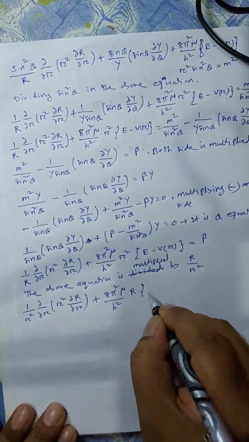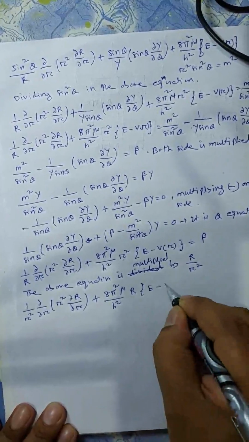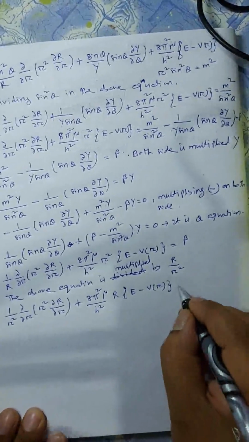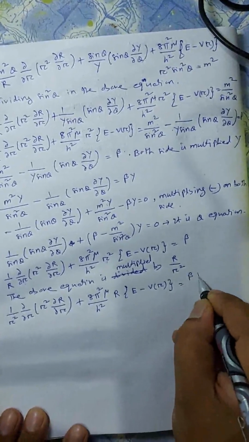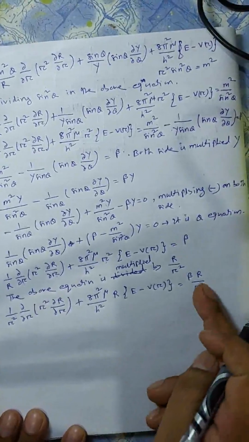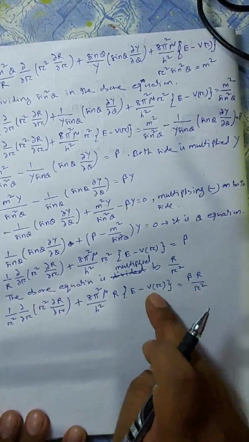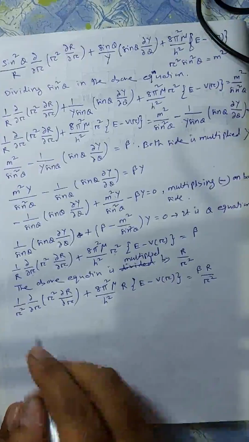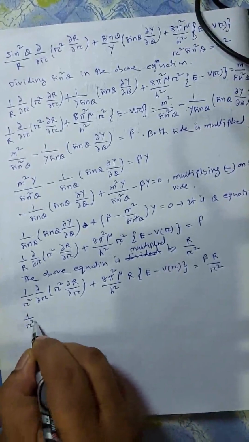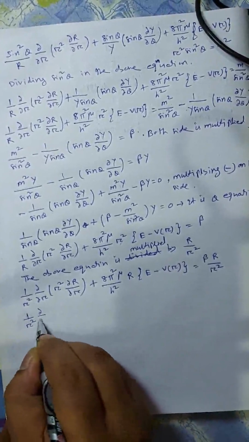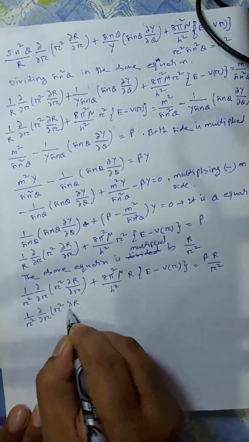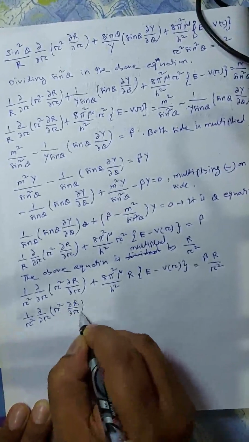Capital R bracket E minus V(r) bracket N is equal to beta. On both sides we have to multiply by R square. Take this one to the inside of the left hand side. So then what happens? Now it is remaining as such: 1 by R square, dou by dou R, of R square dou R by dou R, bracket N.